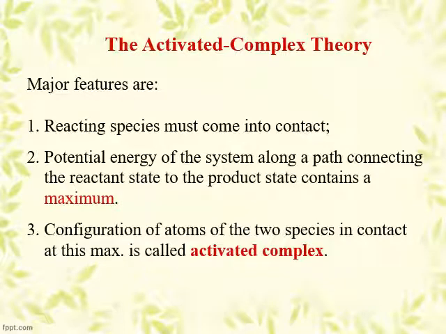So the major features of this activated complex theory are: the reacting species must come into contact before the formation of the activated complex. The potential energy of the system along a path connecting the reactant state to the product state contains a maximum. So the configuration of atoms of the two species in contact at this maximum state is called the activated complex.